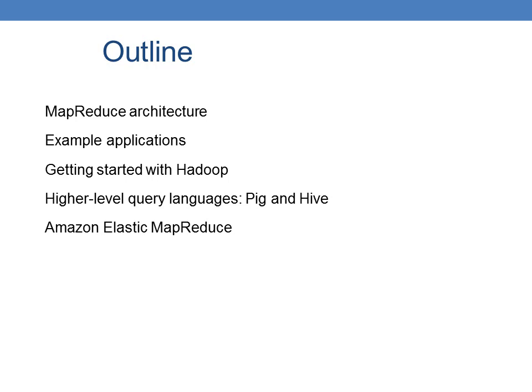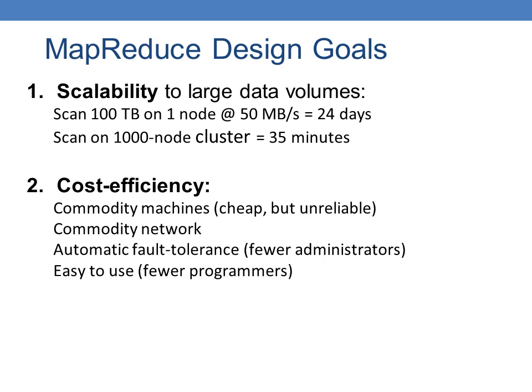Outline: MapReduce architecture, example applications, getting started with Hadoop, higher level query languages Pig and Hive, Amazon Elastic MapReduce. Design goals: scalability and cost efficiency. Scalability to large data volumes. Commodity machines: cheap but unreliable, commodity network, automatic fault tolerance, fewer administrators, easy use.